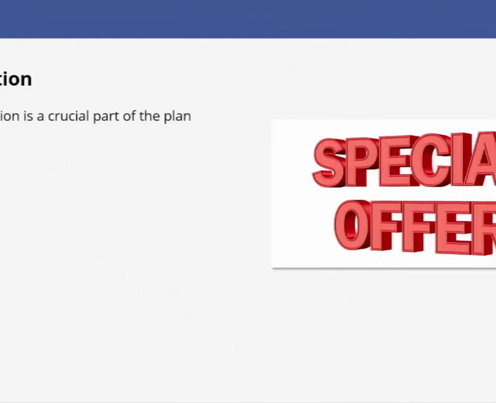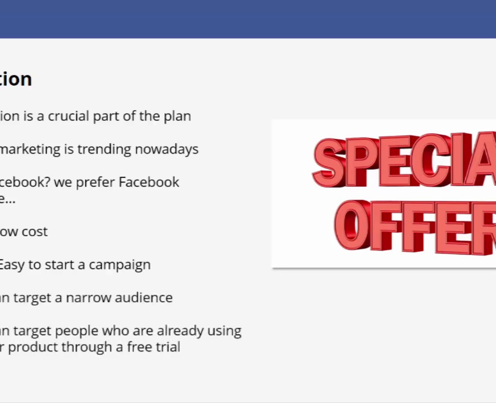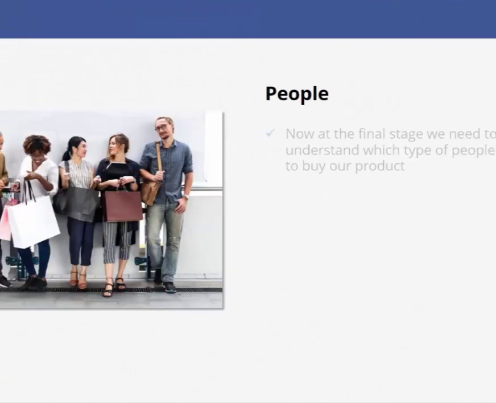Promotion. Promotion is a crucial part of the plan. Get people knowing about your product. Digital marketing is trending nowadays. For this, social media marketing is good, and we prefer Facebook in all these. Why Facebook? We prefer Facebook because it's low cost. It's easy to start a campaign. It can target a narrow audience. It can target people who are already using your product through a free trial. It's a vast place, so we can target people easily. People. Now at the final stage, we need to understand which type of people are going to buy our product.